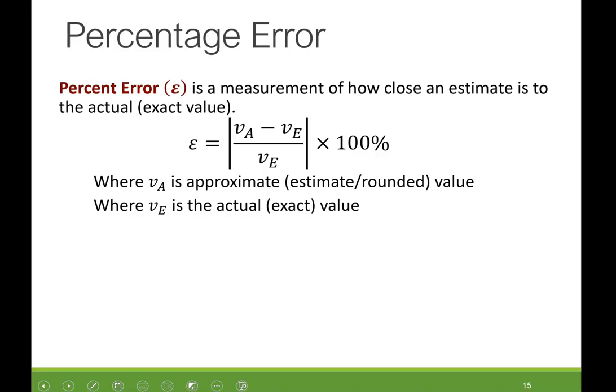So if we ignored the absolute value, we can get negative answers and we get positive answers, right? What would a negative answer tell us? That our approximation was less than the exact, so that we made an underestimate, right? If I ignore the absolute value and I get a positive result, that tells me that I had an overestimate. This feels like a homework question at some point.